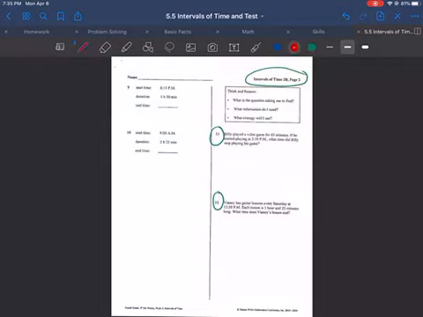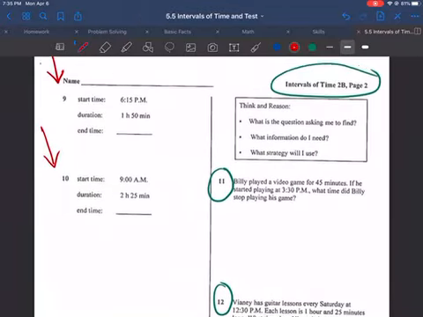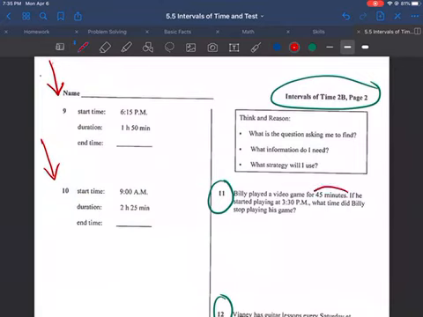And I'm going to go ahead and do number 11 and 12. And you guys will be responsible for doing number 9 and number 10. So I'm going to start with number 11. 11 says, Billy played a video game for 45 minutes. Very important. That is the duration. How long did it take him to play?